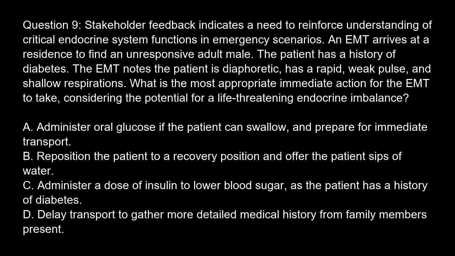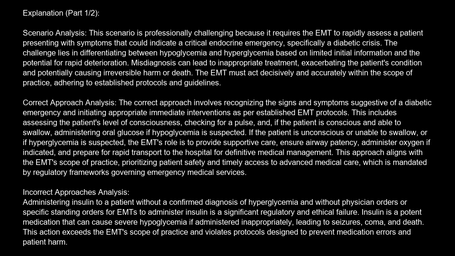Option A. Administer oral glucose if the patient can swallow and prepare for immediate transport. Option B. Reposition the patient to a recovery position and offer the patient sips of water. Option C. Administer a dose of insulin to lower blood sugar as the patient has a history of diabetes. Option D. Delay transport to gather more detailed medical history from family members present. Correct answer is A. Administer oral glucose if the patient can swallow and prepare for immediate transport.